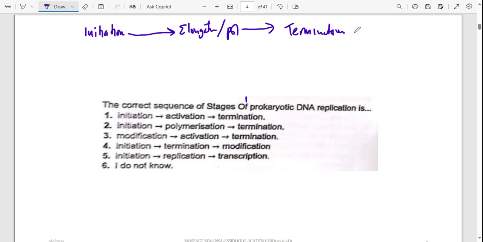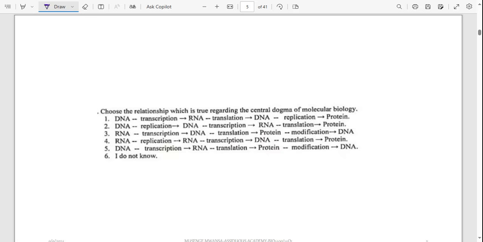And then after that, we are now going to have modifications. That will be the last one. This modification, if it is transcription, we are going to call them post-transcriptional modifications. If it is translation, post-translational modifications. So which one is going to be the answer? It is initiation, that is the first thing, polymerization, and then termination. Okay, so that is option 2.